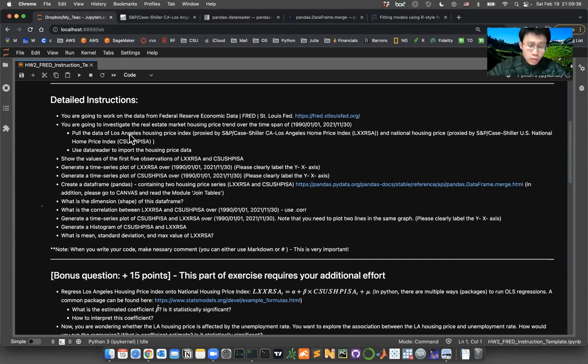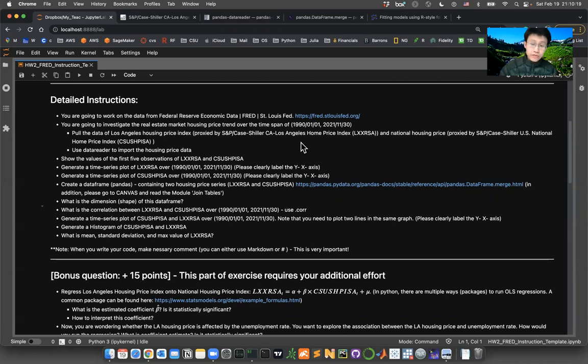So we want to extract the data of the LA housing price index, which is proxied by the S&P Case-Shiller LA Home Price Index. The Case-Shiller Housing Price Index is a very common indicator that captures the price level of the housing market over a specific geographic region. So if you search major cities or each state on the Federal Reserve site, you can extract their housing price data. I mean the Case-Shiller index.